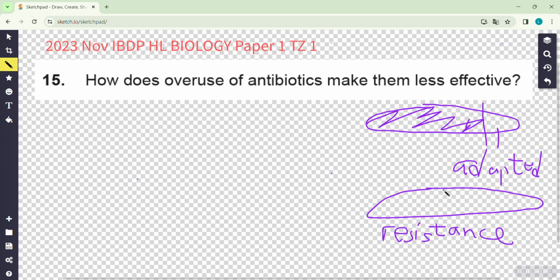But remember, it is not causing the bacteria to mutate or causing the bacteria to change. It's just natural selection. So no mutation of the bacteria, no change of the bacteria. Just choose the most adapted ones to survive.